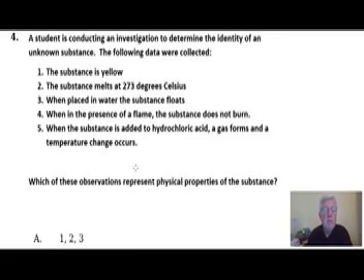And number five, when the substance is added to hydrochloric acid, a gas forms and a temperature change occurs. That's for sure a chemical property. It's reacting. So 1, 2, and 3 were physical. I don't even know what the question is yet. 1, 2, and 3 are physical, and 4 and 5 are chemical. Which of these observations represent, let me highlight this if I can, and I can't.